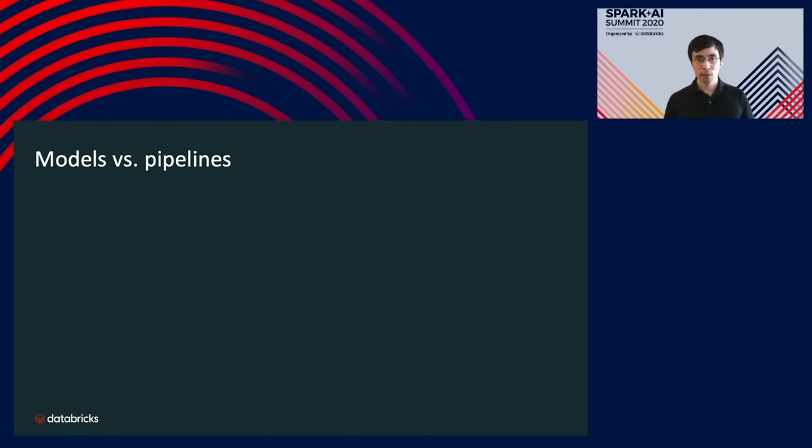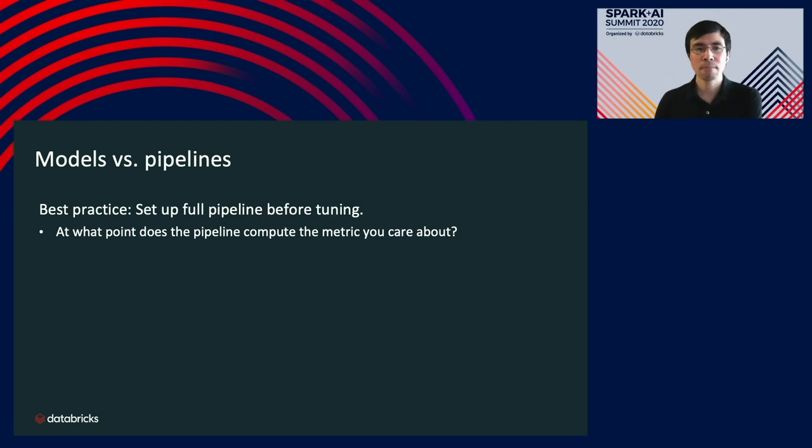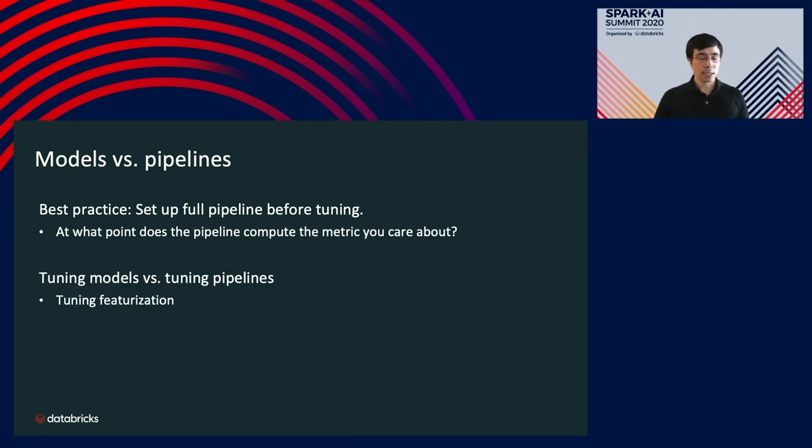The next set of workflows I'll talk through are models versus pipelines. For this, one important best practice is to set up the full pipeline before tuning. The key question to ask there is, at what point does your pipeline compute the metric which you actually care about? Because that's really the metric that you should tune on. Related to that is whether you should wrap tuning around a single model or around the entire pipeline. My advice there is to generally go bigger.